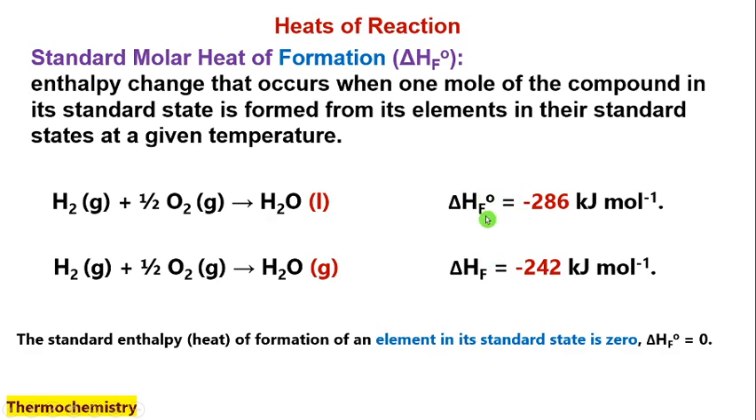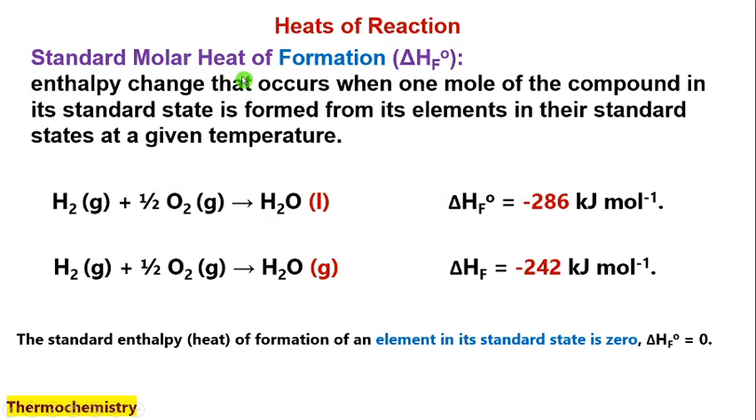When I say standard, the standard condition is the atmospheric condition, so all the molecules should be in their standard state. Keep a note of this: the standard heat of formation for any element in its standard state is 0. If you consider any element, its delta HF naught is 0. We are taking this as the reference value. So that's our reference point from where all this calculation starts.